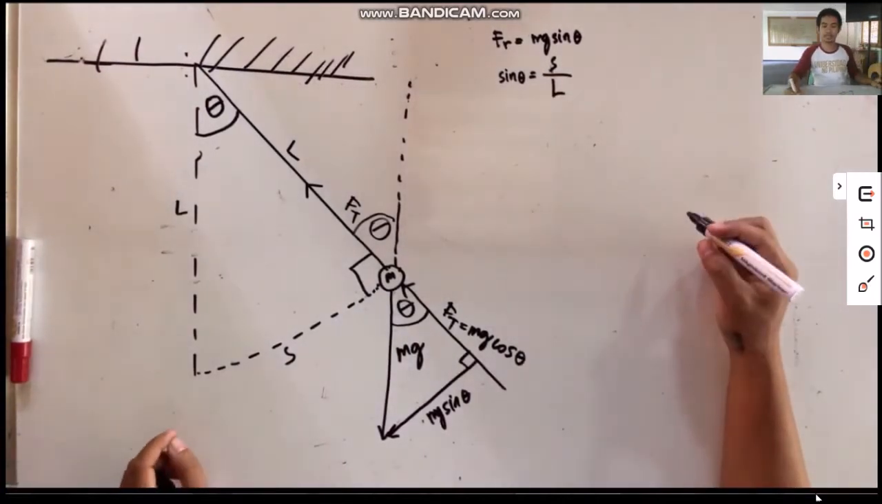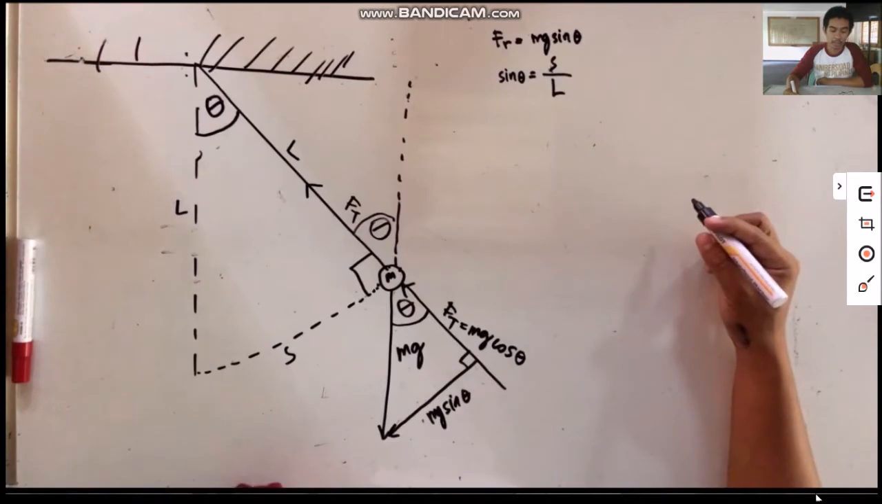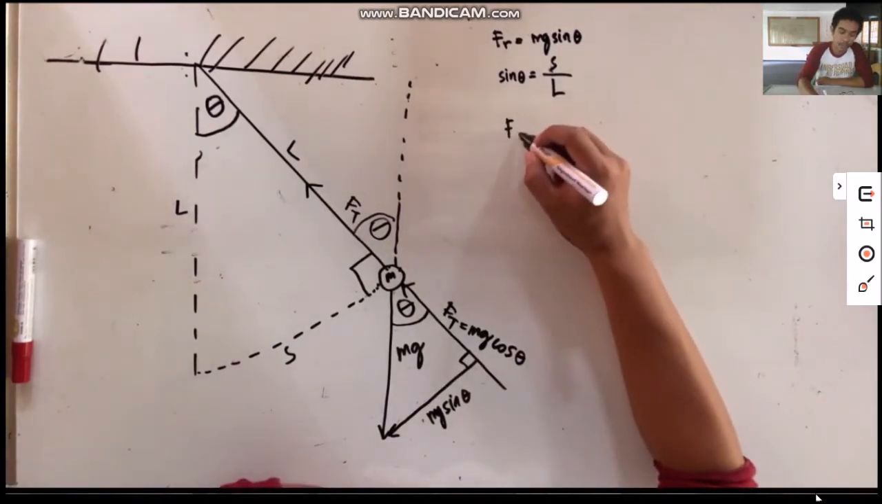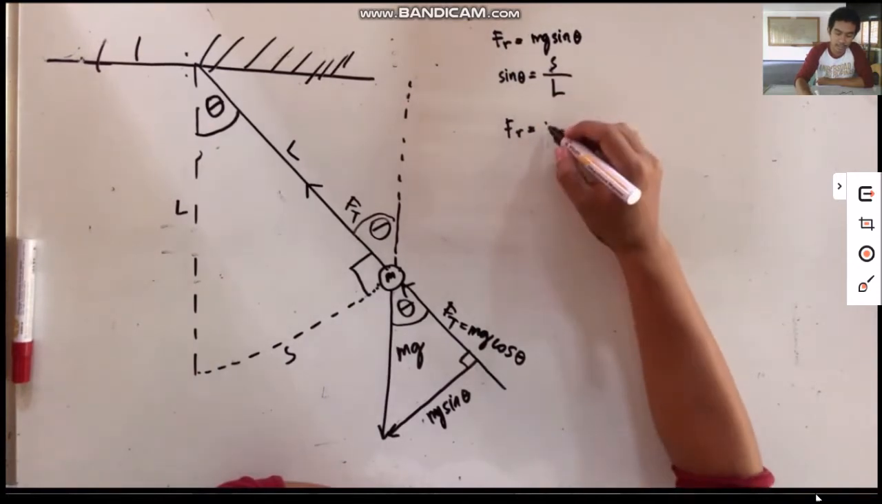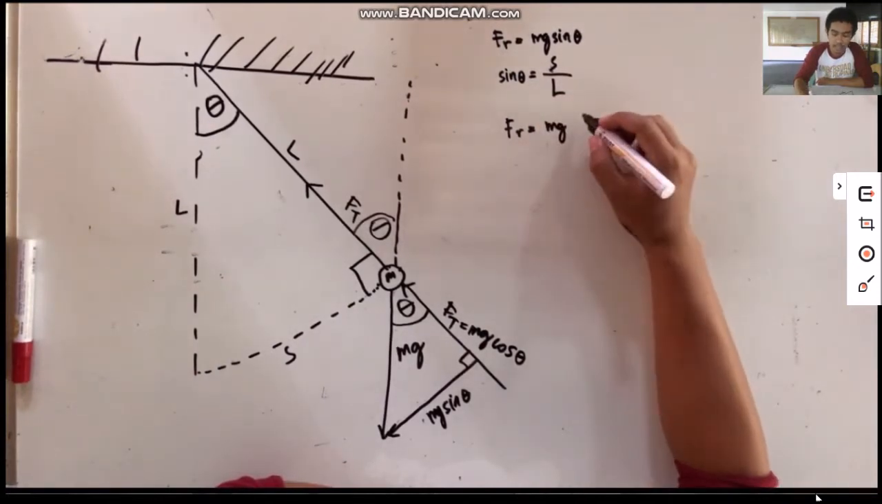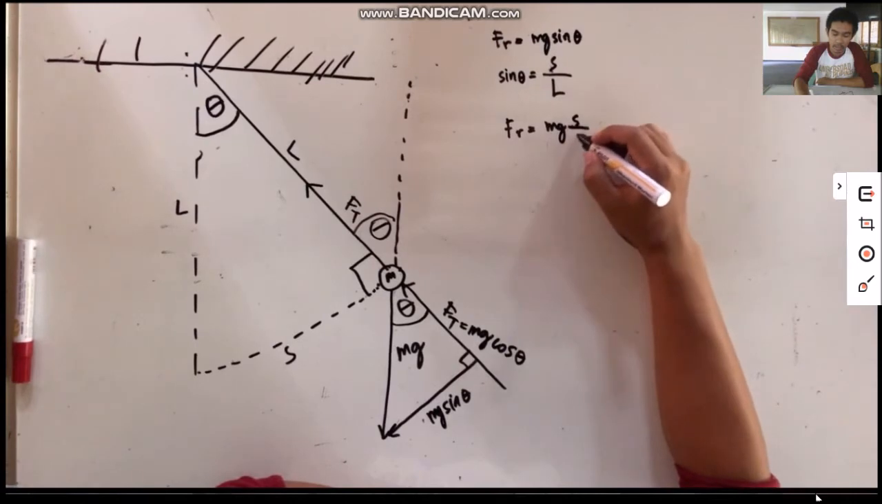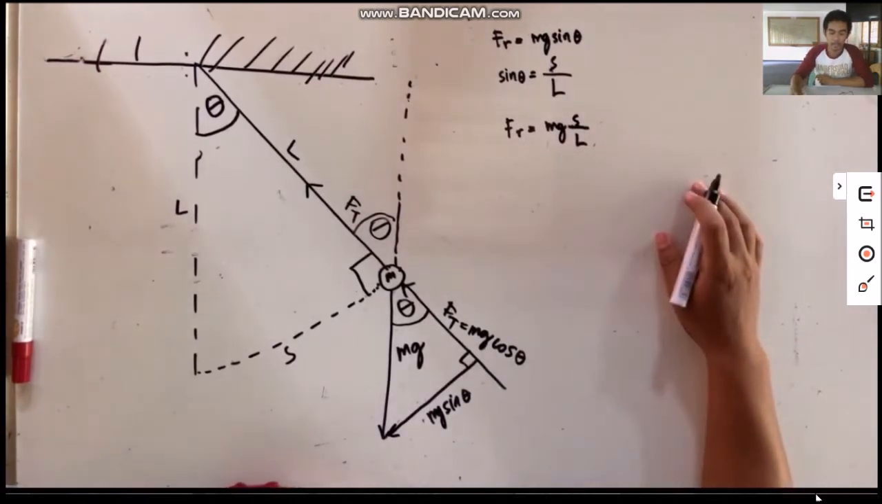S over L. Okay, so F of R here equals, I will replace sine theta by S over L. So this is mg S over L. Alright.